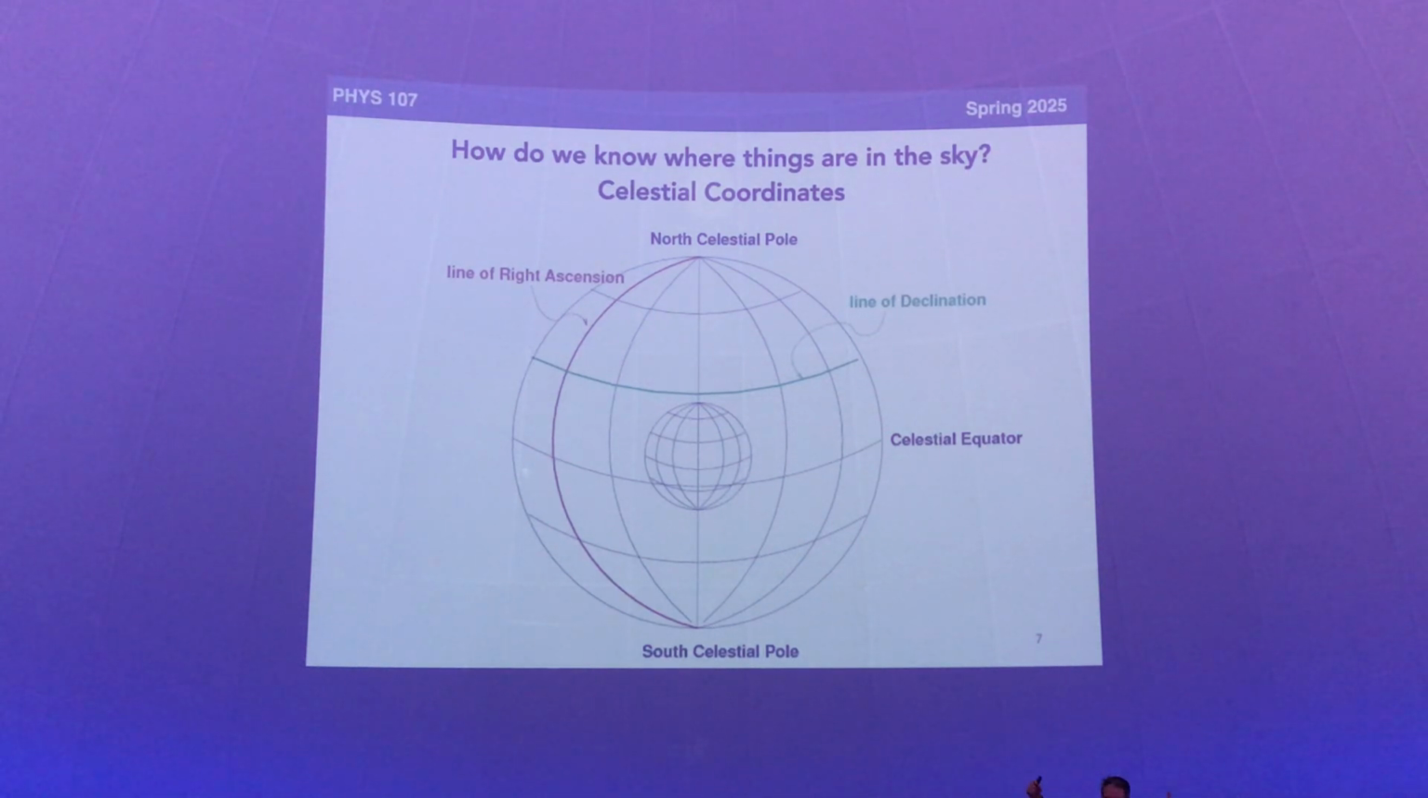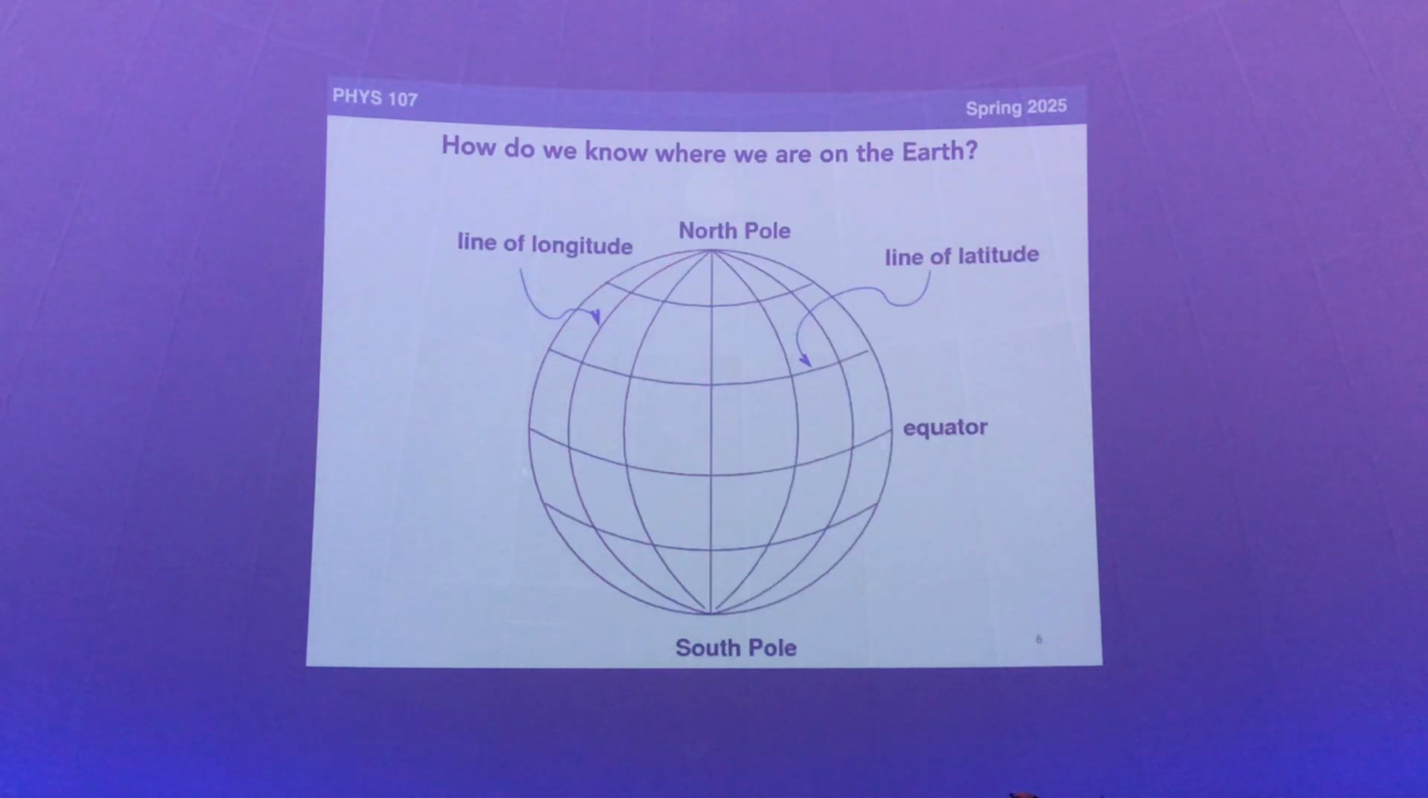Yes? Sorry, can you repeat that, please? Would all your line and longitude be all the line position, or would it just be... Oh, so this is the line of right ascension. This is the same right ascension. That is the same like line of longitude. So longitude is like, this is all the same longitude, and it's the same number of degrees along the equator to that line. Yeah.